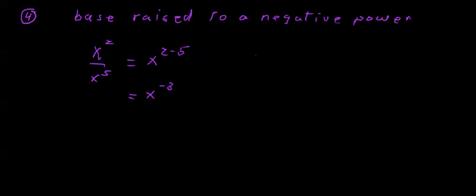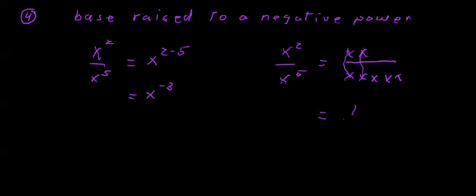Well, let's look at this. x squared divided by x to the fifth equals x times x in the numerator, x times x times x times x times x in the denominator, 3, 4, 5. Cancel our common factors. It equals 1 over x to the third power.